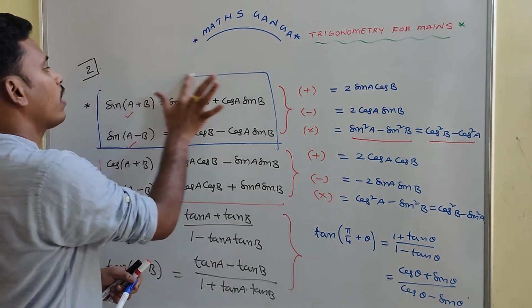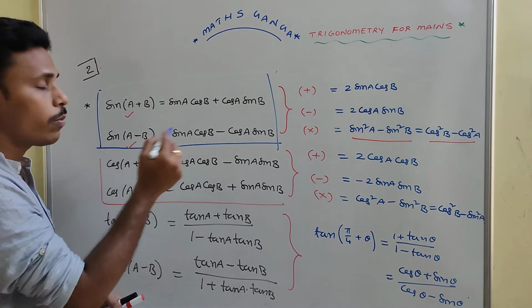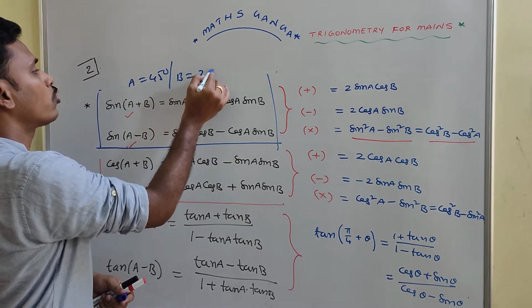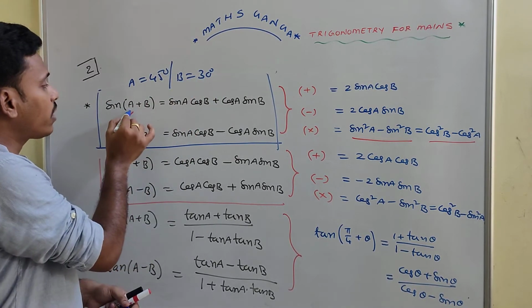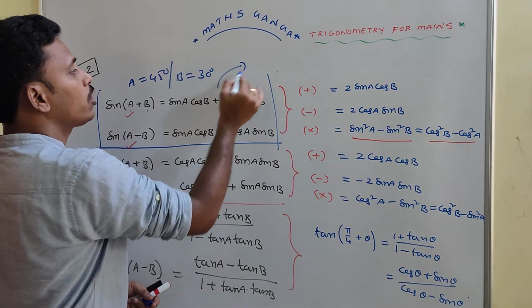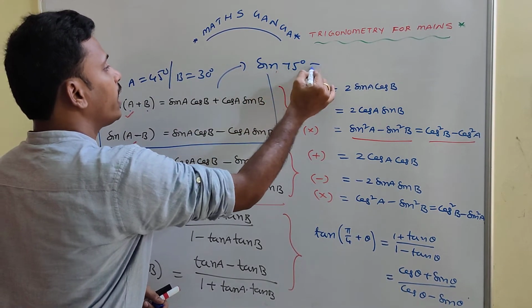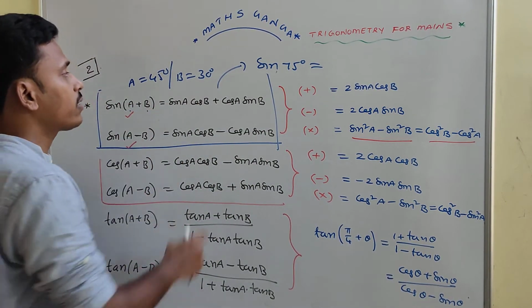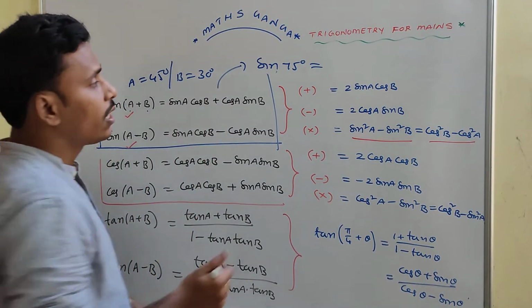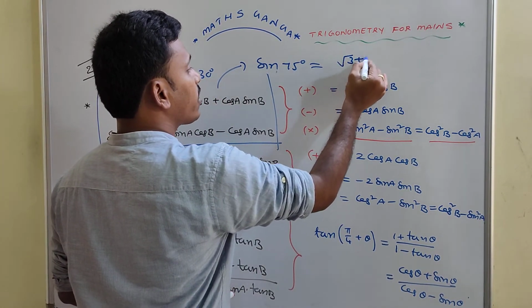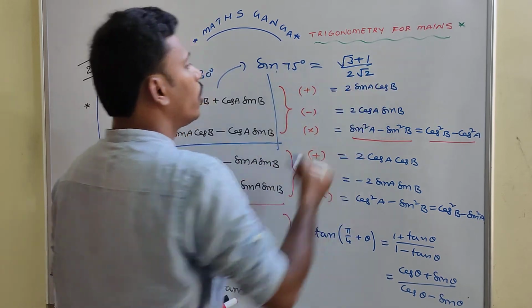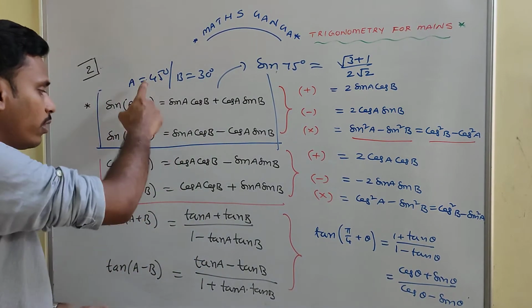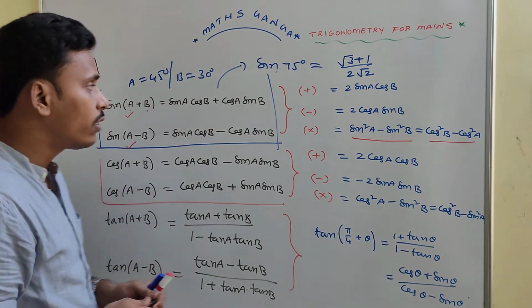First, suppose sin of a plus b equals sin a cos b plus cos a sin b. If you take a equals 45 degrees and b equals 30 degrees, what will happen? If you replace a with 45 and b with 30 here, you will get the value of sin of 75 degrees. How? Sin 45 into cos 30 degrees, whereas cos 45 into sin 30 degrees. If you simplify in such a fashion, you will get that the sin 75 degrees value is (root 3 plus 1) by 2 root 2. So like this, by replacing a with 45 and b with 30 in all these formulas, you will get the values.